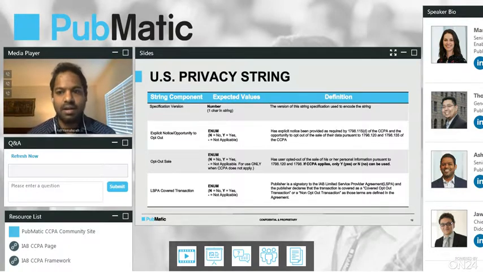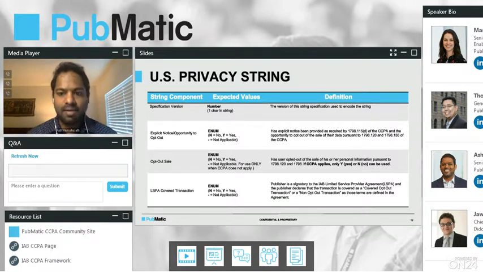The first character in CCPA is the specification version. It will always be one because we are just rolling out the first version. In future, when there is an update to this version, this number can go to two or three. And the reason for this version management is for different systems to process the specification by its version.